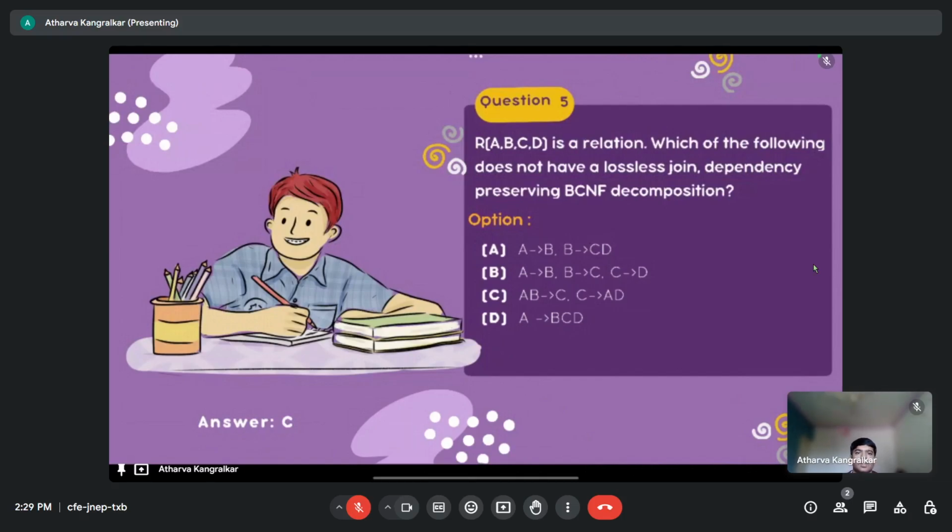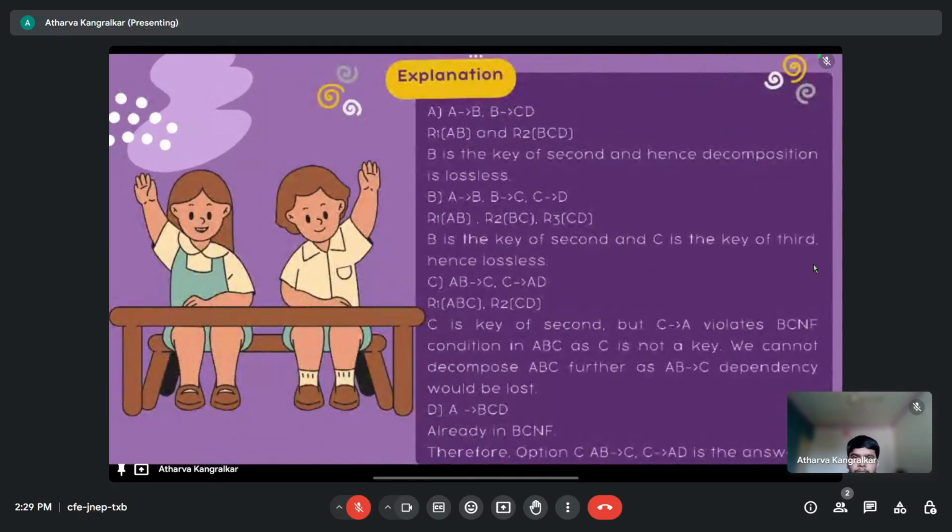So the next question is, R(A, B, C, D) is a relation. Which of the following does not have a lossless join, dependency preserving BCNF decomposition? So given are the options. So the answer is C.